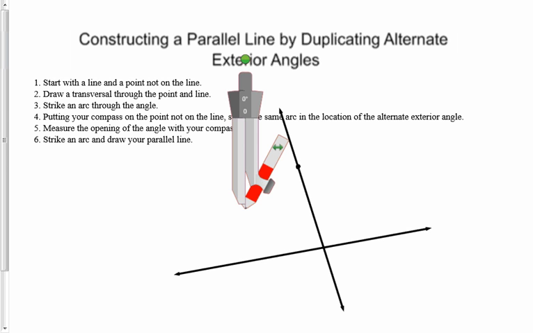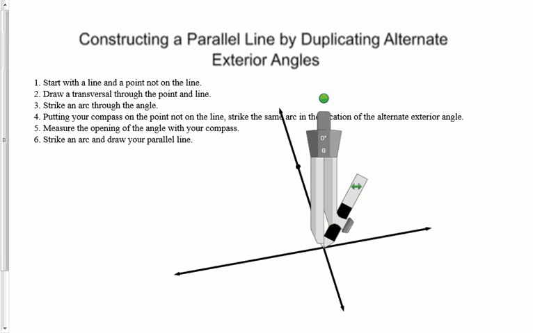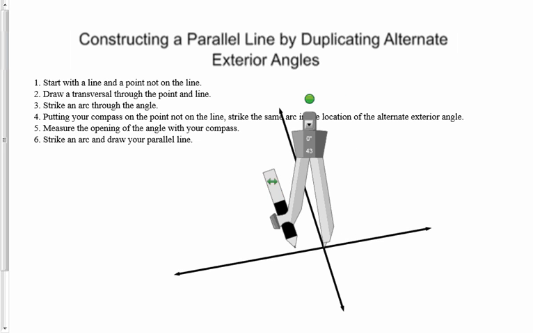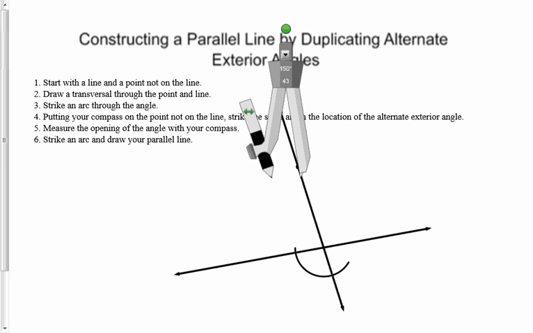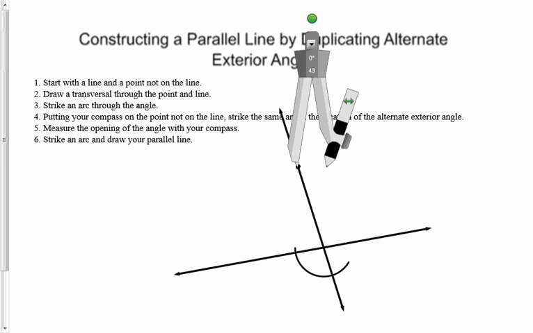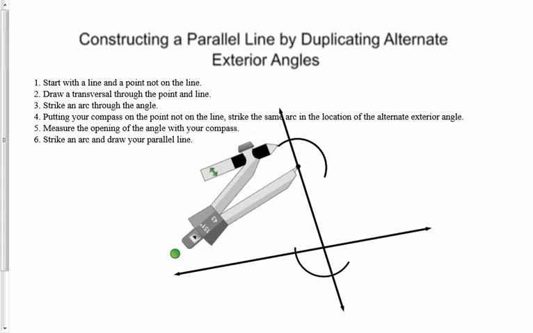So this time, out of the 4 angles, I can duplicate either angle 3 or angle 4, because those are the exterior angles. So I'm going to choose to duplicate angle 3. So take my compass, bring it down here, and I strike an arc through that angle. Bring my compass up to my point, and I'm going to strike that same arc in the location of the alternate exterior angle, which will be up here.